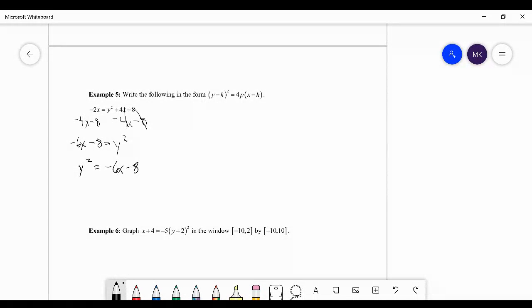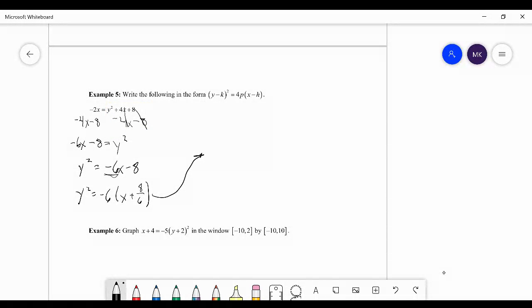So what I want to simply do is factor out whatever is in front of our x, in this case, -6. So we end up with y squared equals -6 times x. Now if I factor out -6, this -8 will become plus 8/6. 8/6 very simply is going to transform to 4/3. Now we're almost done.